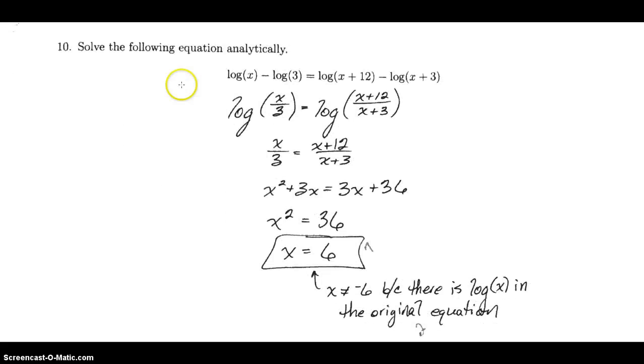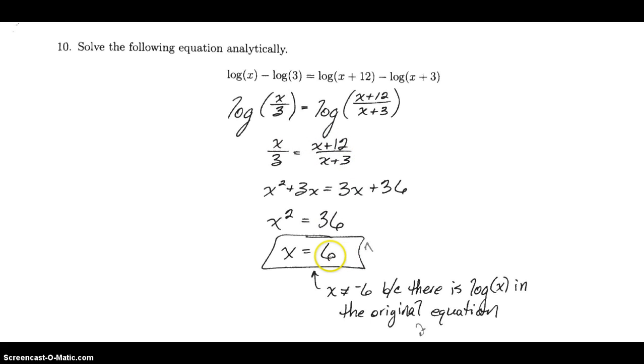Okay, on 10, most importantly, you cannot distribute a log, so this cannot become log x plus log 12. We can use the rules of logs to combine these in this way. Once we have both sides as a single log and they're the same base log, we can just remove the logs because this would be the same as raising both sides to a power of 10, which would cancel out the logs. Once we get there, it's solving.